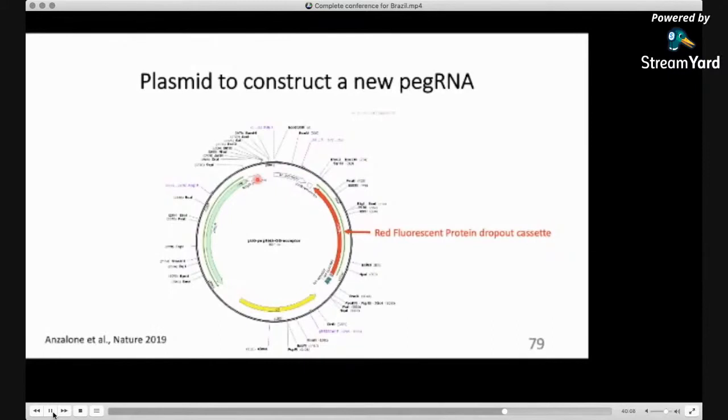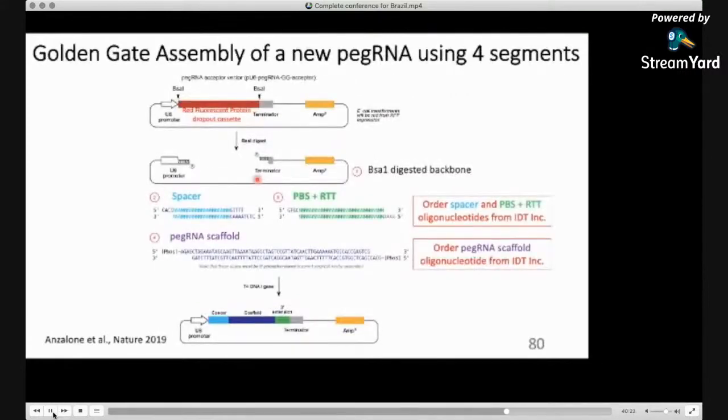A plasmid designed by Anzalone et al. is available at Addgene to construct new PEG RNA. This plasmid contained the red fluorescent protein gene, which may be removed by BsaI cuts. This produces a backbone of the plasmid, and then the other components are the spacer, the primer binding site, the reverse transcriptase template, and the PEG RNA scaffold. All of these sequences are single-stranded oligonucleotides that may be purchased from IDT. These four parts are then assembled together to produce a new PEG RNA.